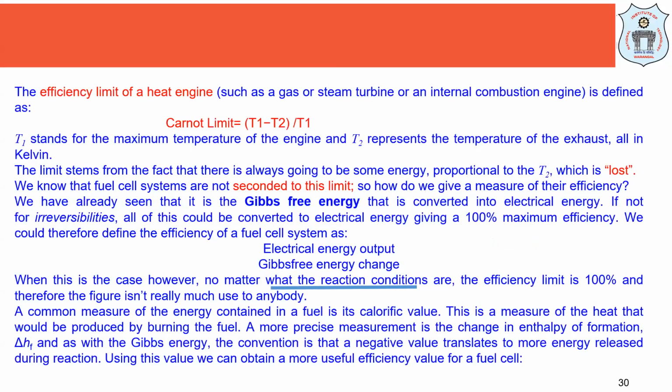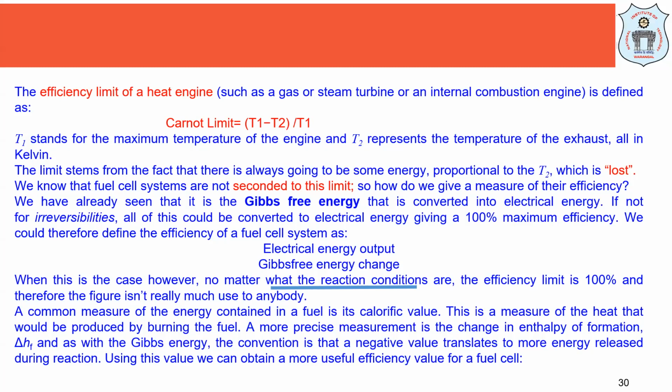But if you consider the heat engine, in that case we consider it to be a loss. The loss comes into the picture because the Carnot limitation is there, (T1 minus T2) by T1, where T1 is the maximum temperature of the engine and T2 represents the temperature of the exhaust, all in kelvins. So the limit stems from the fact that there is always going to be some energy proportional to T2 which is lost. And we know that these fuel cell systems are not subject to this limit. So how do we give a measure of their efficiency?